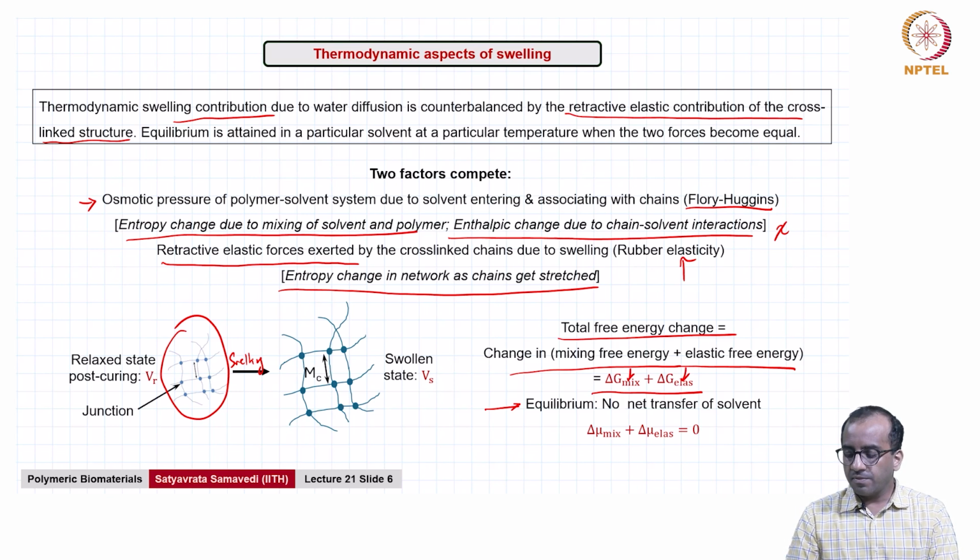And at equilibrium, when there is no more solvent that goes in, or the amount of solvent that goes in and comes out is balanced, then free energy has to be minimum, or the chemical potential of water in the bath and the chemical potential of water inside the gel should be the same. Another way of saying it mathematically is delta mu mix plus delta mu elas should be 0.